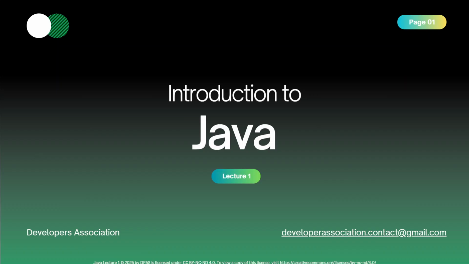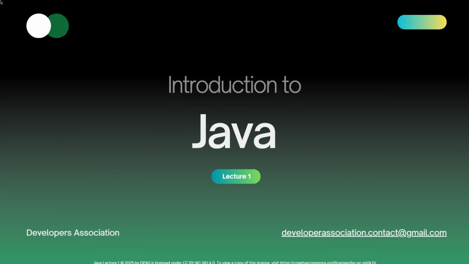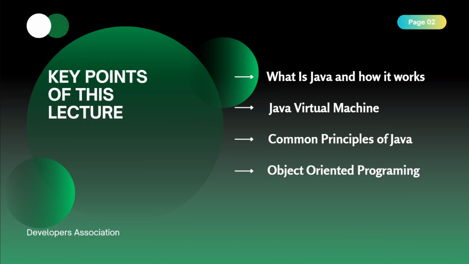After today's lecture, you will know what Java is, common principles of Java, how Java works, and what is object-oriented programming. Java is a programming language used to create applications, operating systems, and other software.